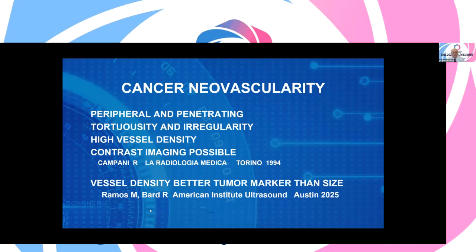Once again, the vessels are penetrating, they're irregular. You see a lot more vessels in the area. In other words, you see this many vessels instead of that many. This has been validated since the Italians did it in 1994, and we presented this at the World Conference in Austin earlier this year. Next slide, please.